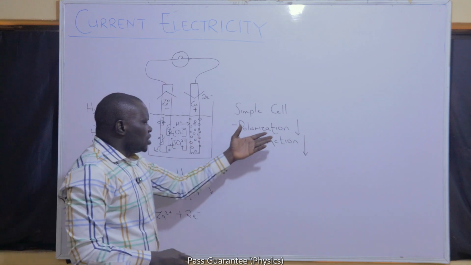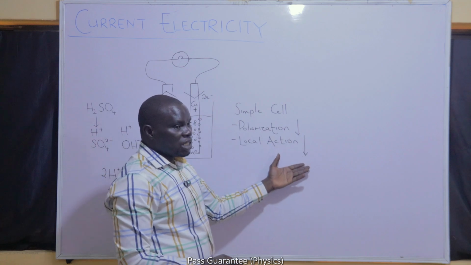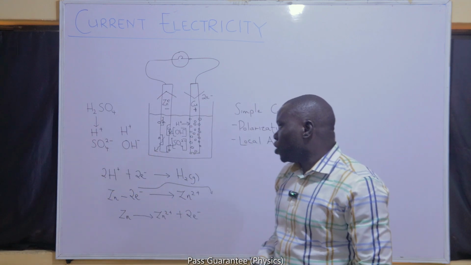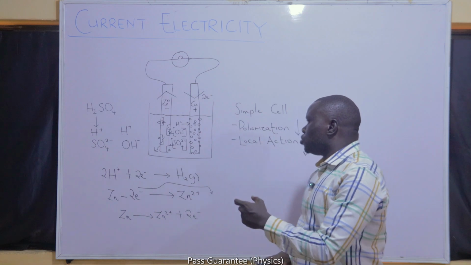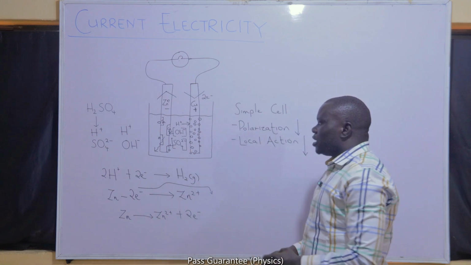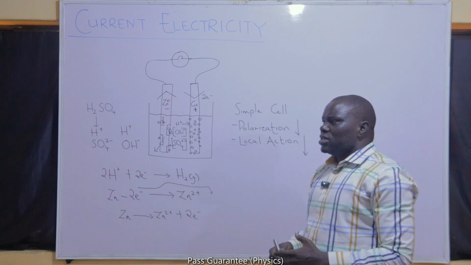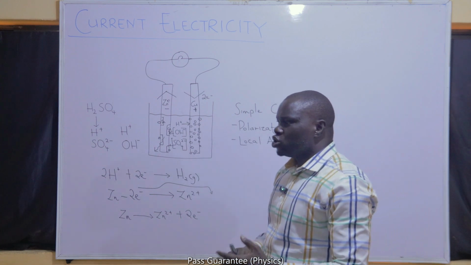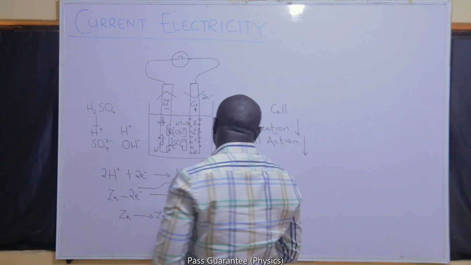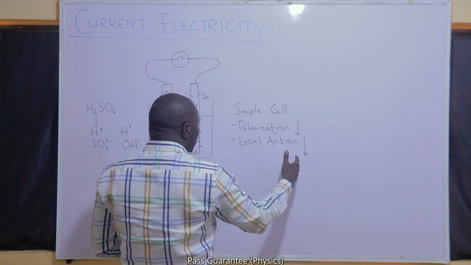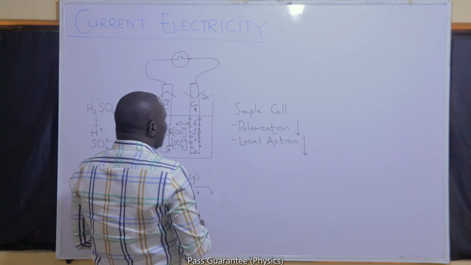Reducing polarization and local action is therefore necessary for us to ensure that we continue to make this cell work. Now, in practical cells, the idea is to find components that we can use to reduce polarization and local action to the barest minimum.